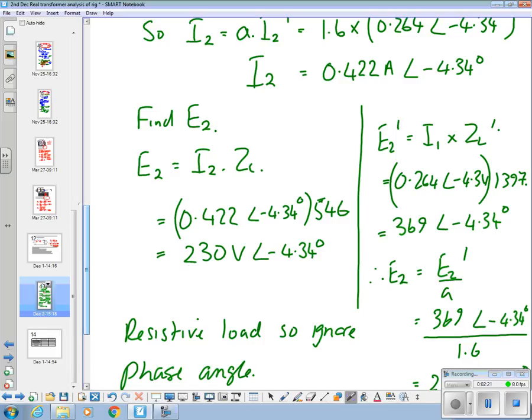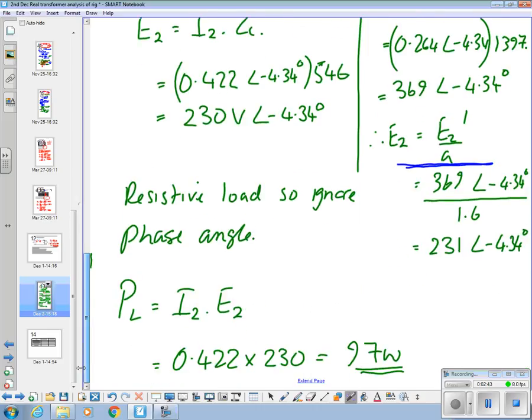The alternative method is to calculate what the secondary terminal voltage is reflected to the primary side. We get 369 volts at angle minus 4.34 degrees. We then transfer that back to the secondary side by dividing by A, and we get 231 at angle minus 4.34. The slight difference between the two can be attributed to some rounding errors in the conversion process.